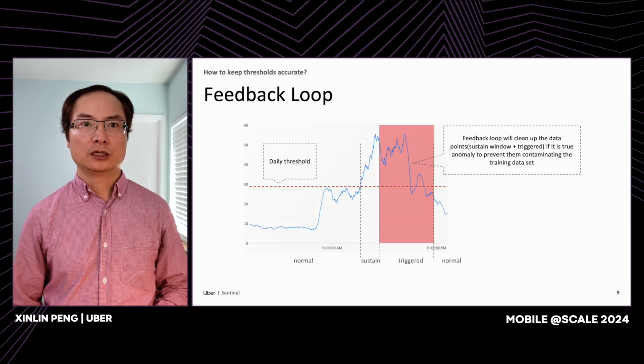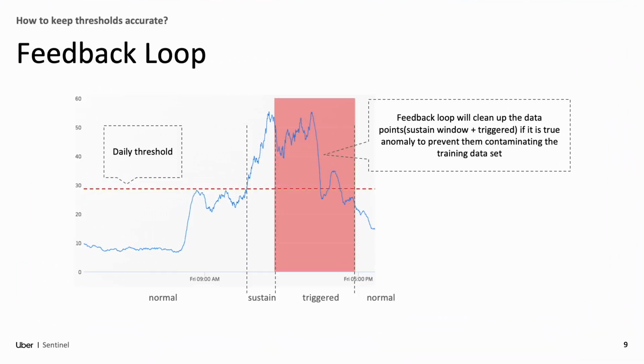Let's zoom into the feedback loop. The graph here demonstrates the alert lifecycle. I want to highlight two parts here. The red dotted line is the threshold generated by the anomaly detection engine, updated daily. If the alert is annotated with true anomaly, the feedback loop will clean up the data points in the red area to prevent them from contaminating the training data sets.